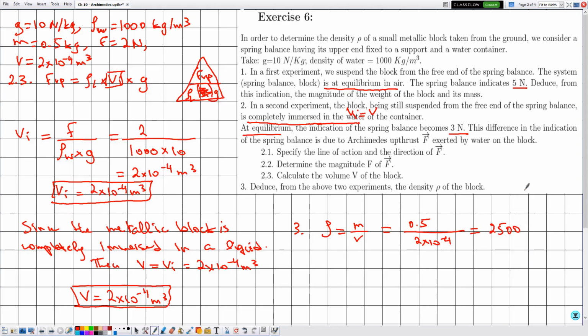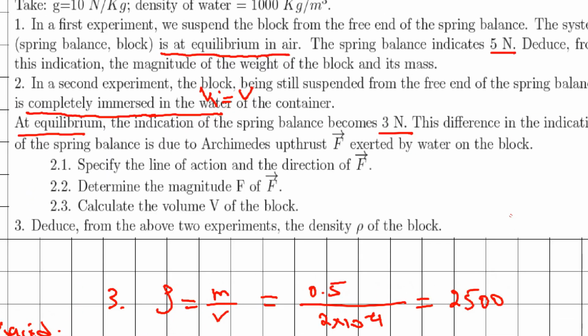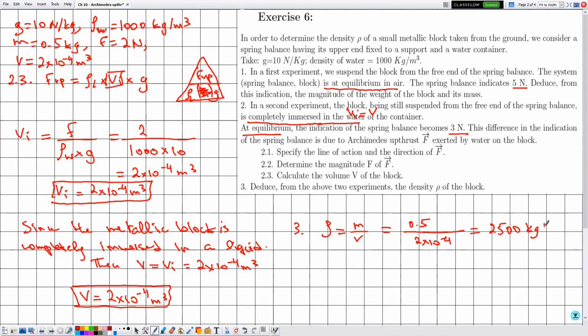Since everything is in the SI, the unit of rho will be in the SI, which is the same as for water, kilogram per meter cube. Then the density rho is 2500 kilogram per meter cube.